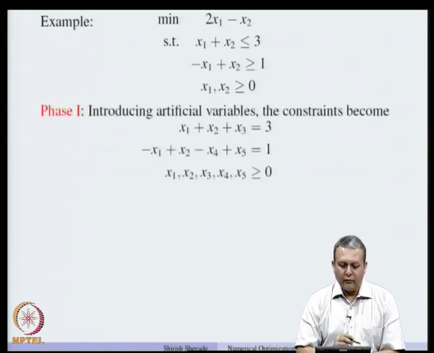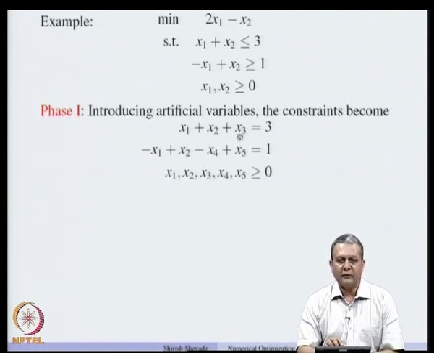So, we introduce the artificial variables. We introduce the artificial variable x3 and also x5. So, x4 becomes a slack surplus variable. x3 also can be called a slack variable, but the important thing is that we can get an identity submatrix in the constraint set matrix associated with the variables x3 and x5, and that gives us the basic feasible solution for the artificial linear program.